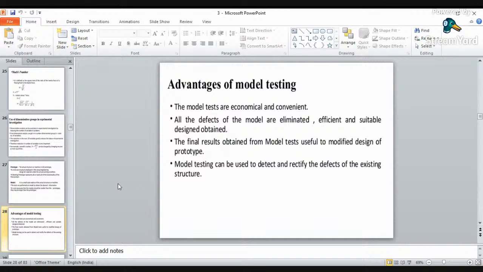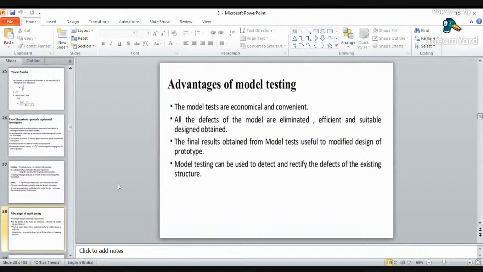Okay, so these are the advantages. The model tests are economical and convenient. If we directly build the actual prototype there and it does not work as expected, it will be a waste of time and waste of money. So before going for the actual project, we have to perform the model testing. Then, if you eliminate all the defects in the model, then definitely the defects in the actual structure will be eliminated.